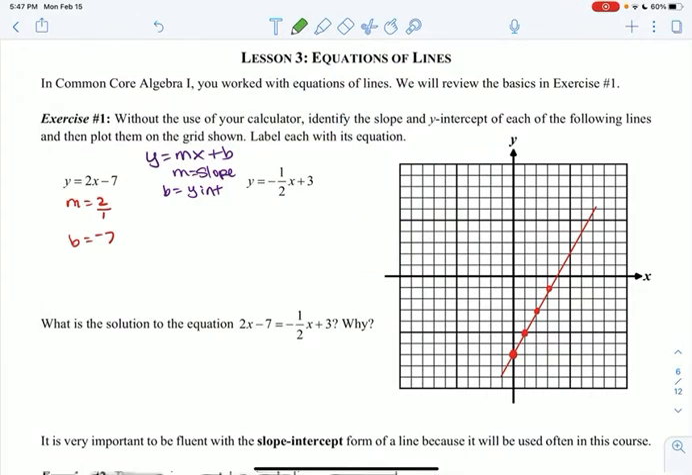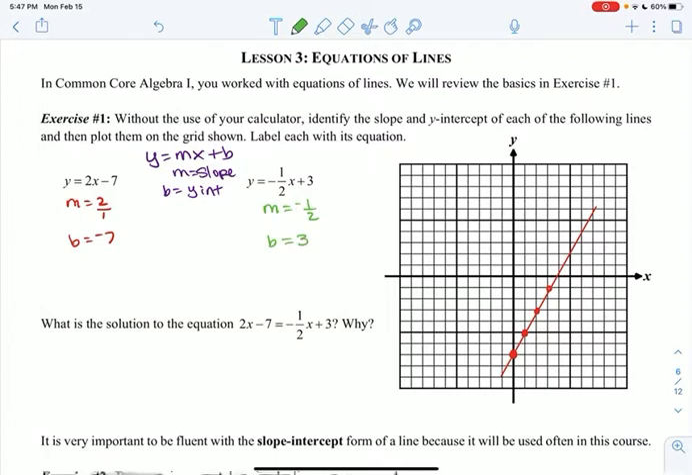So y equals -1/2 x plus 3. My slope is -1/2. Notice that the negative sign is in between the 1 and the 2. It has to go with one of the numbers. It really doesn't matter which one, but generally we bring it to the number at the top. So my slope is -1/2 and my y-intercept is 3.